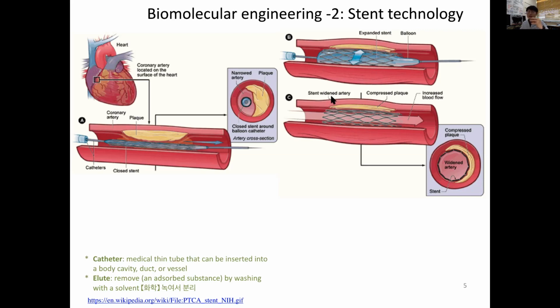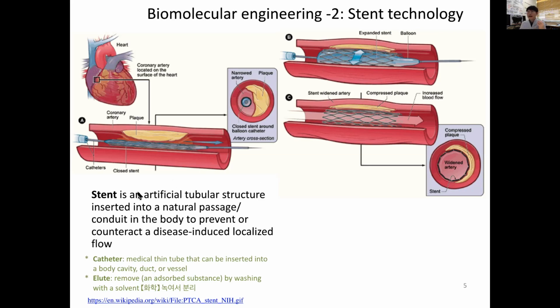The stent widens this part of the artery and compresses the plaque, and the blood flow now regains its normal flow. So this is the compressed plaque, and you can see this widened artery and the cross section of a stent. If I define it, a stent is an artificial tubular structure which is inserted into a natural passage or conduit in the body to prevent or counteract a disease-induced localized flow.